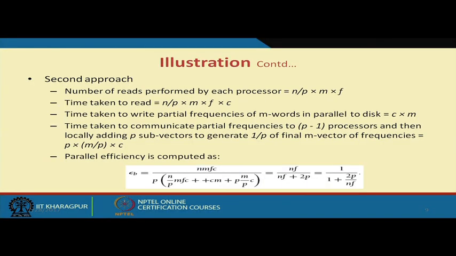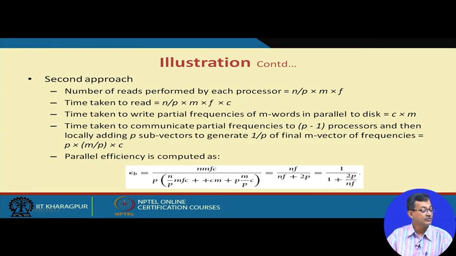in case of this second approach, we have this parallel frequency as this structure. So, 1 by 1 plus 2 p by n f. If you look at it a little minutely, if you can consult the book, it is not a very difficult problem to deduce. It is pretty easy, you just have to go step by step.